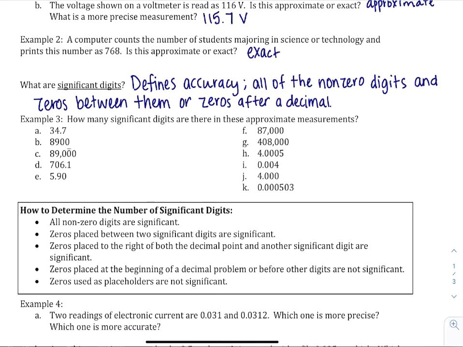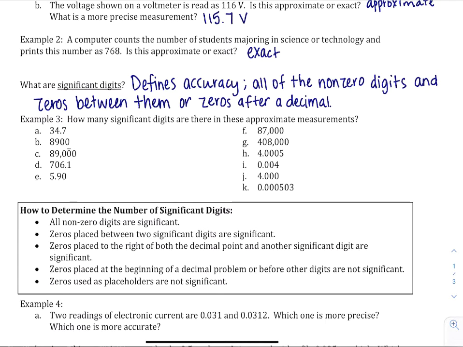We want to now consider this idea of a significant digit. So significant digits are helping us define accuracy. They're helping us see how accurate a particular number is. And to count the number of significant digits, you'll count all of the non-zero digits and the zeros between them, or any zeros after a decimal.